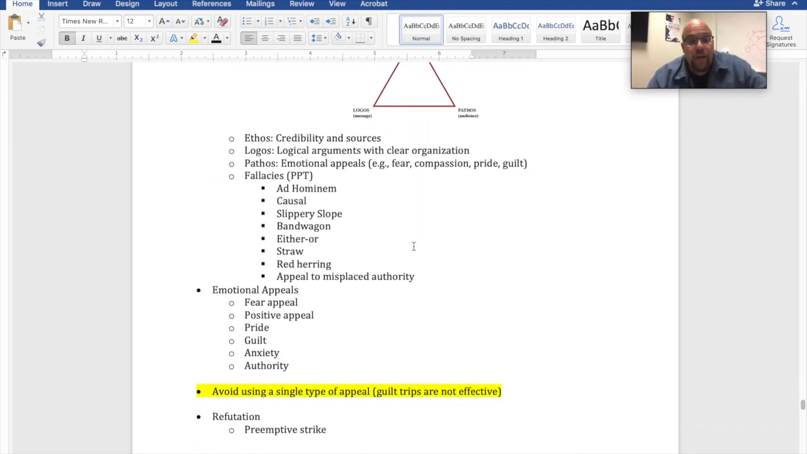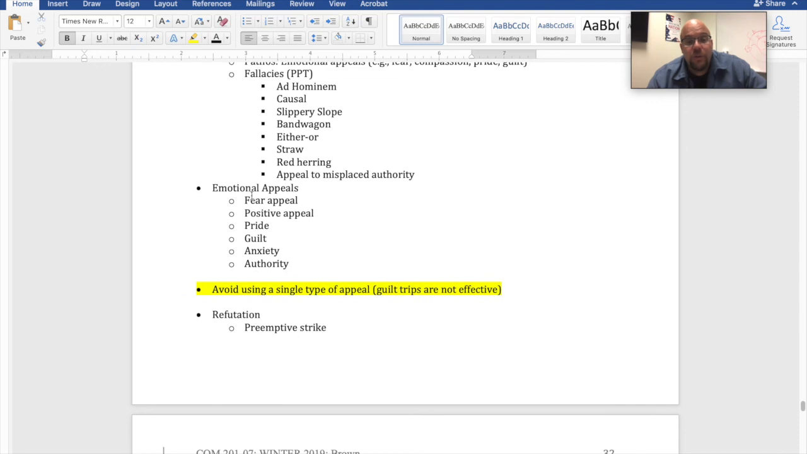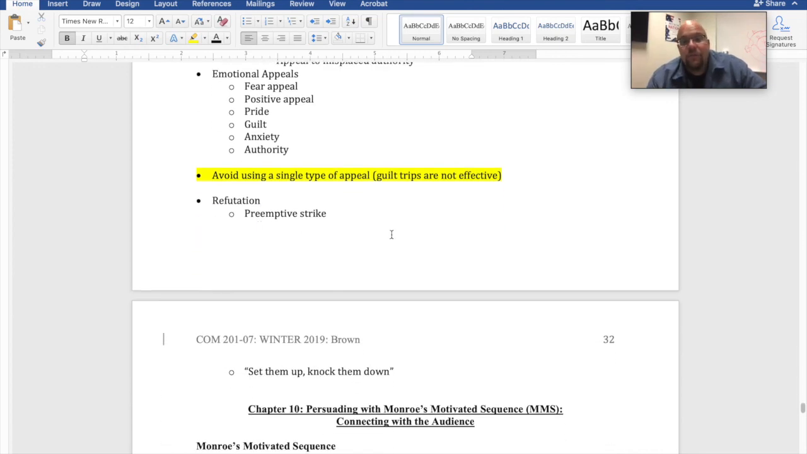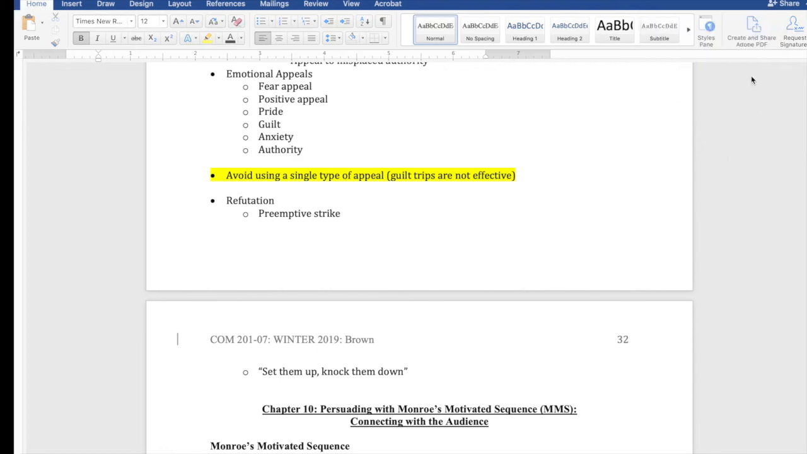Don't forget to avoid fallacies and to use emotional appeals, but limit them so that you're not overloading us with especially one single type. Limit your use of emotional appeals and balance it between good, bad, positive, negative. And then last but not least, if there are clear arguments to be made against you, go ahead and bring them up and then shut them down and tell them why they're wrong.